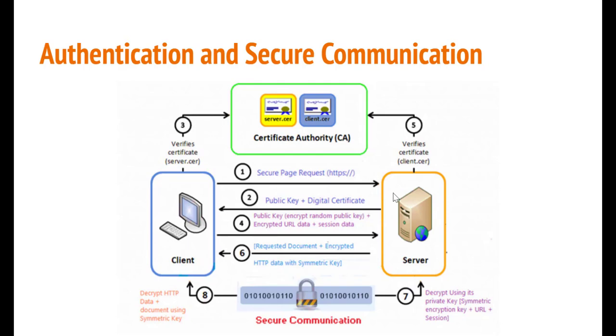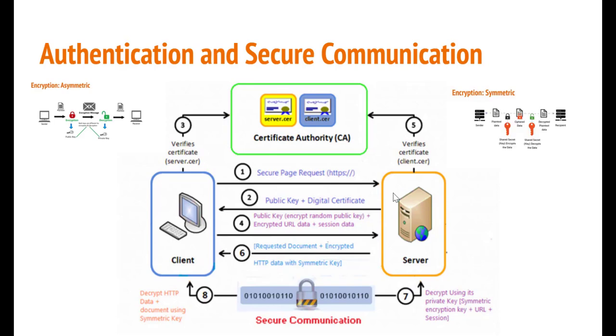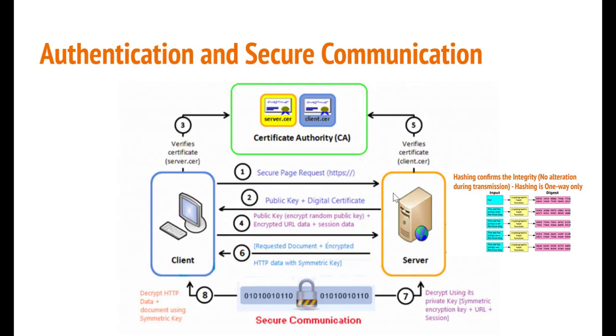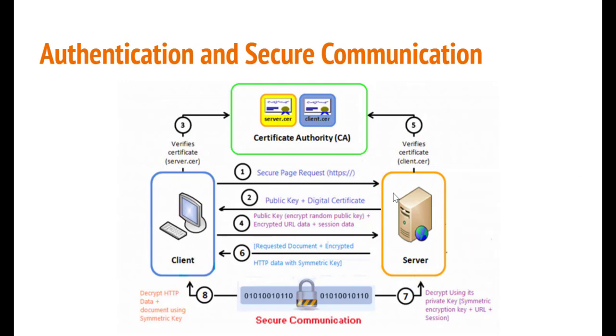So these are the three main advantages of using SSL or TLS that we were talking about. The first one was encryption, where we have seen symmetric and asymmetric. Then we have integrity, which is implemented by applying hashing. And the third one is authentication, which confirms the identity of the client and server, right?